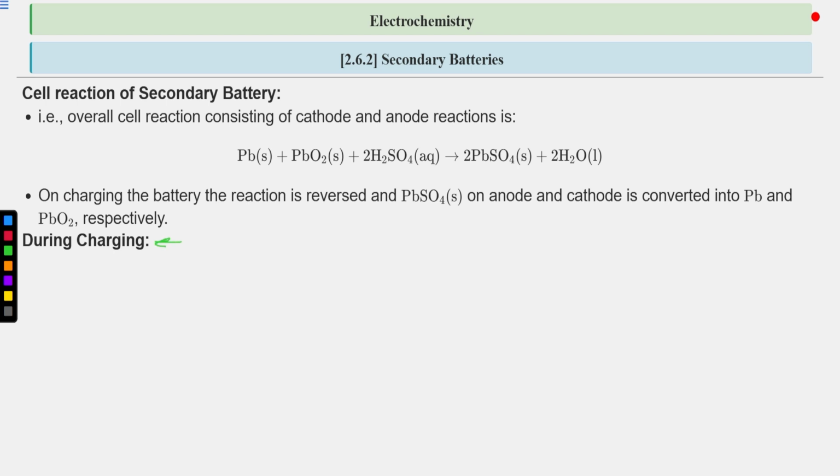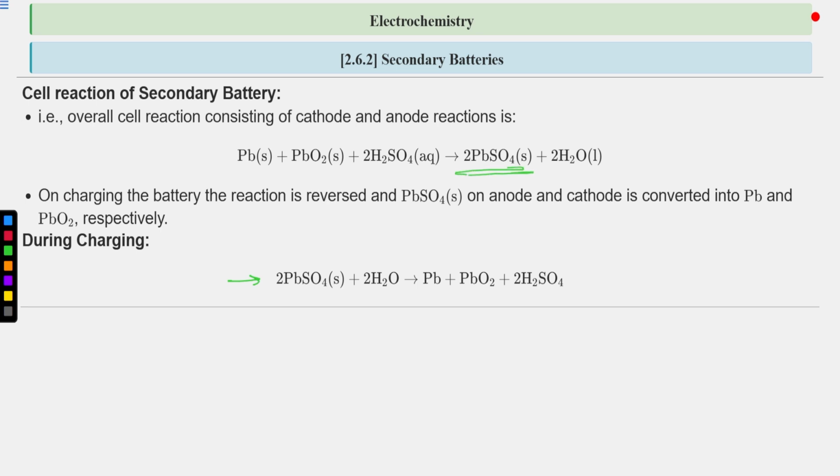Now during the charging process, this will be the reaction that happens. The 2 lead sulfate which you get at the anode and the cathode, and the 2 molecules of water which you get in the overall cell reaction of the lead storage battery, get reversed. These products of the overall cell reaction become the reactants, and they dissociate into lead, lead oxide and sulfuric acid. So the reaction gets reversed during the recharging process.